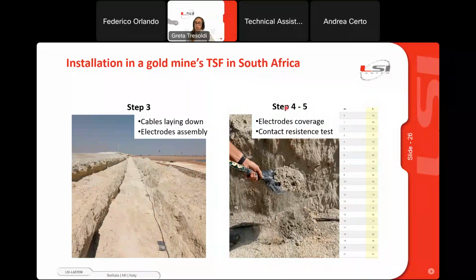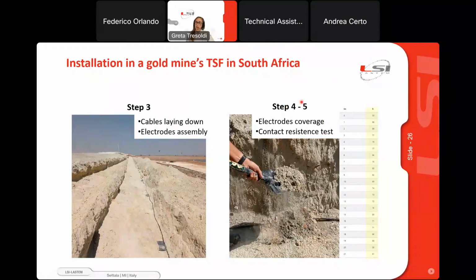The step 4 is really crucial and important. You need to cover really well the electrodes with soil, bentonite, and water, because they need to stay in good contact with the soil in order to inject the right amount of current to perform a good quality measurement.